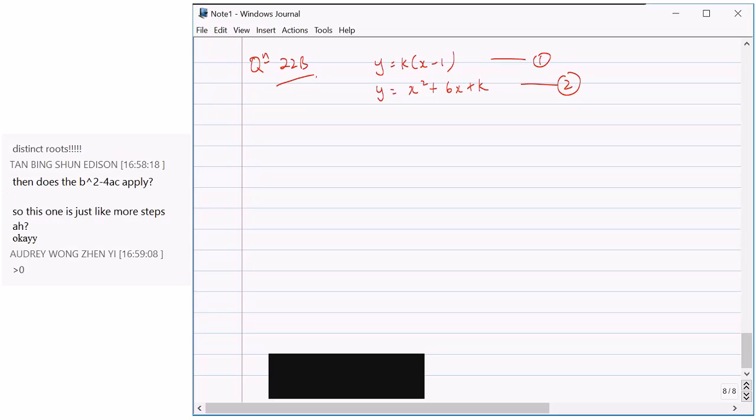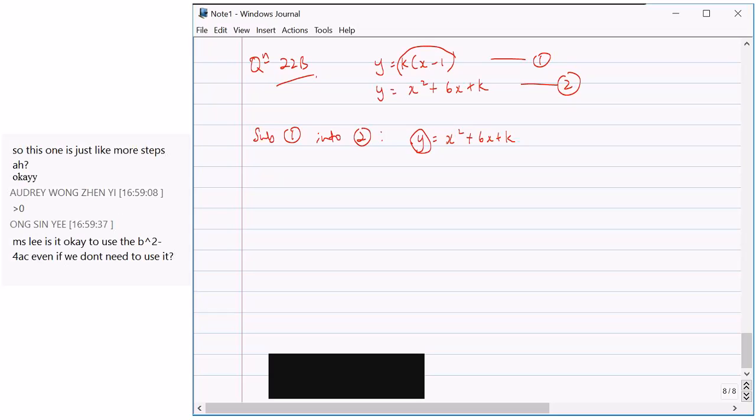So first I need to substitute equation 1 into equation 2. I need to do simultaneous equation solving. So sub 1 into 2. Okay, so let's look at equation 2. Equation 2 is y equals x squared plus 6x plus k. So I see a y here. I'm going to replace it by this.